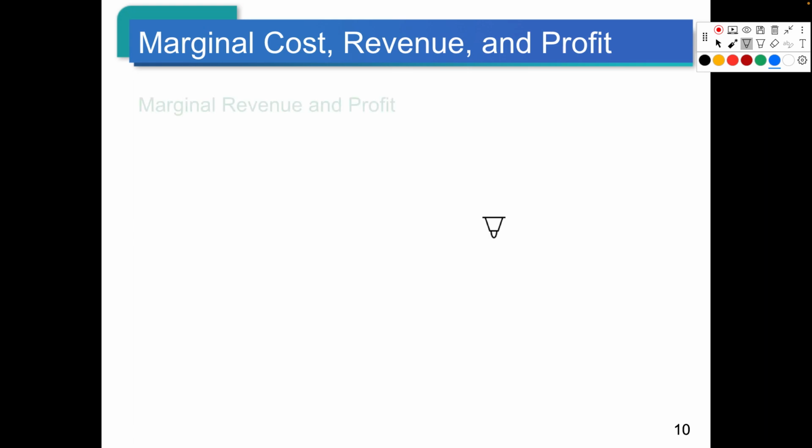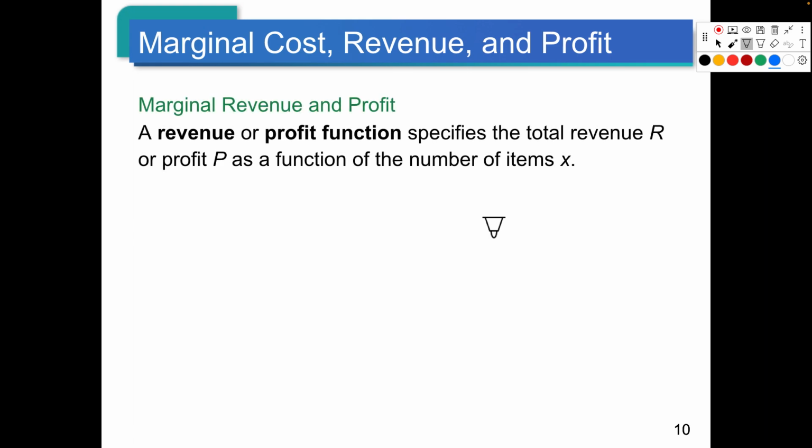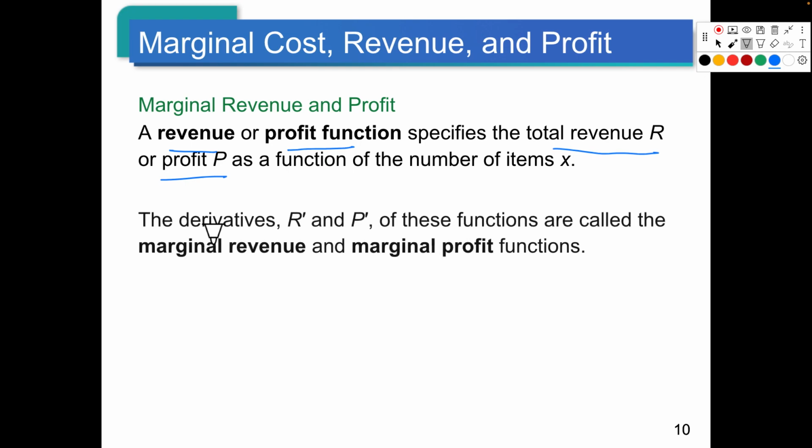So now we're going to, again, tie all three together. So revenue and profit. Again, total revenue is the R function. Total profit is the P function. The marginal is going to come from the derivative of each of these functions. So we take the derivative of the revenue function, we get the marginal revenue; take the derivative of the profit function, we get the marginal profit.